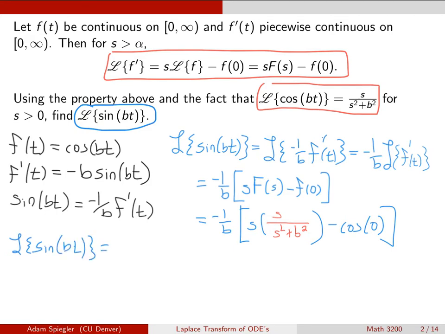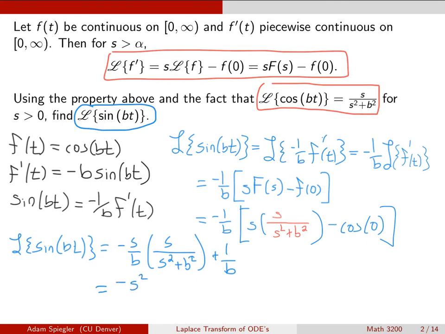So we have a little bit of algebra that we can do. If I distribute the minus 1 over b to both terms, I'm going to get a minus s over b times s over s squared plus b squared. And when I distribute this to cosine of 0, which is 1, we're going to get a negative 1 times a minus 1 over b. So we get a plus 1 over b. So this still doesn't quite look like the shortcut for the Laplace transform of sine of bt that we've seen in the table.